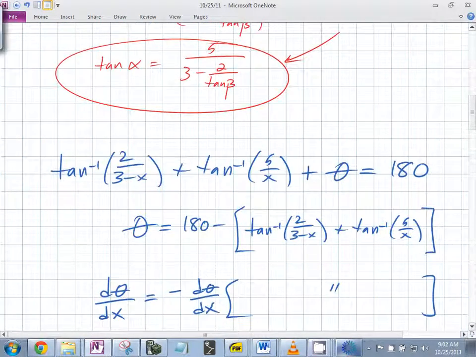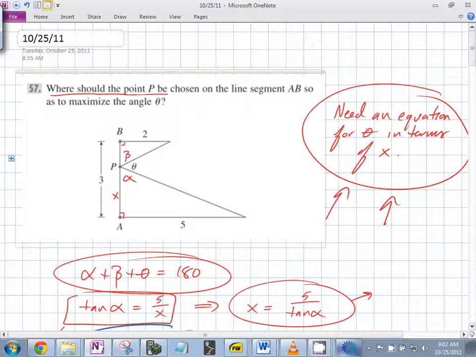So we know that x is going to be 5 minus... Well, actually, the question doesn't ask for theta though. It doesn't? It just asks for where should point B be. Oh yeah, that's where should point B be.